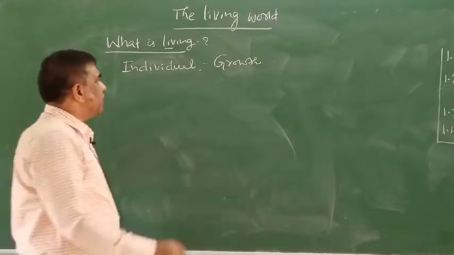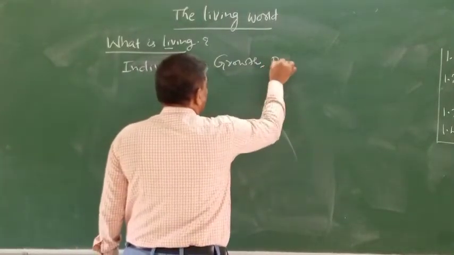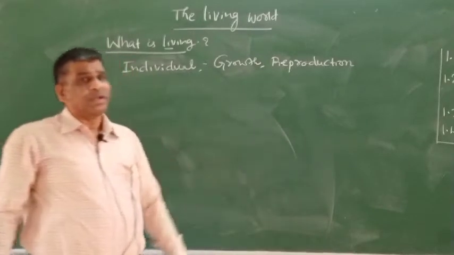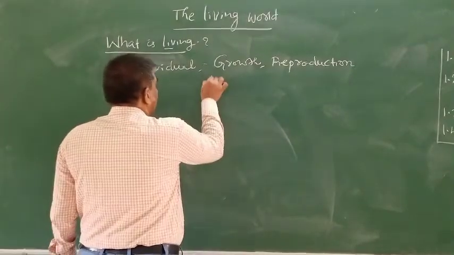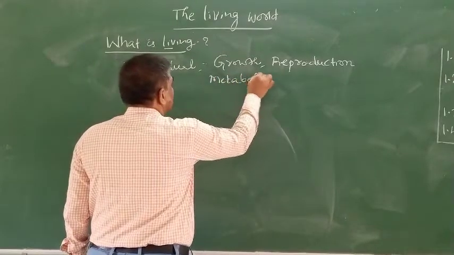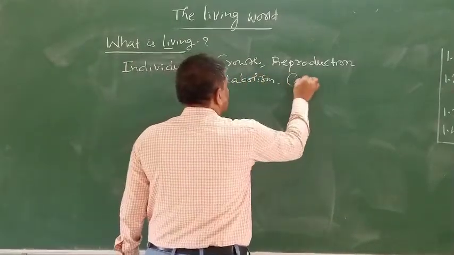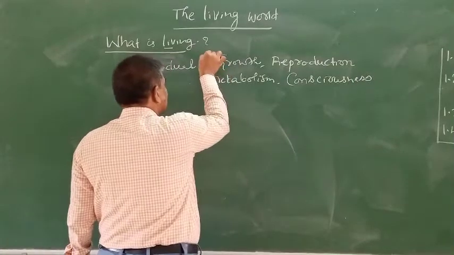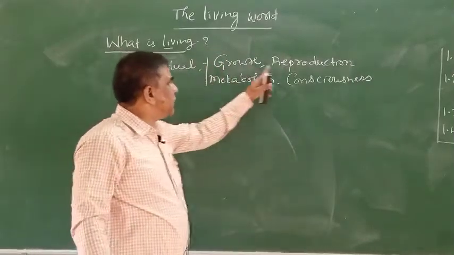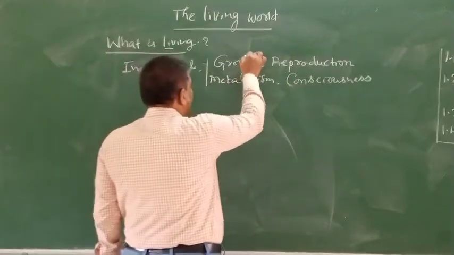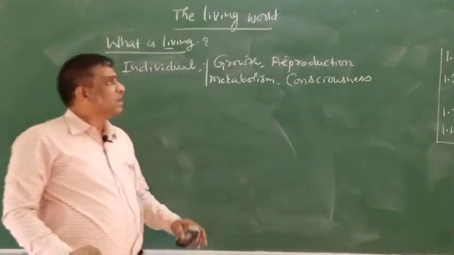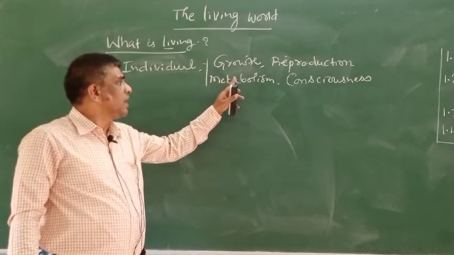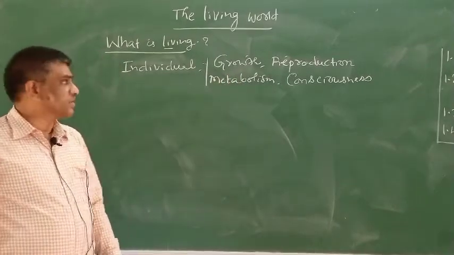That individual should have some special features like growth, and another one is reproduction. It should have the characteristic like reproduction, and metabolism. Okay, and another one is consciousness. Okay, so these are just some important features I can tell you. Those individuals which possess at least these characteristics are considered as living. Still there are many features. So being a student of first PUC, you must know in detail about these characteristics.